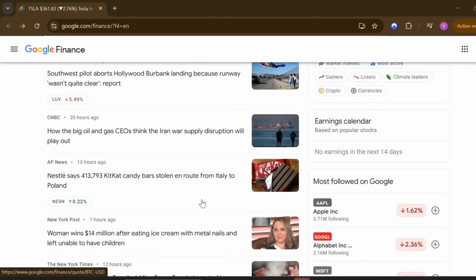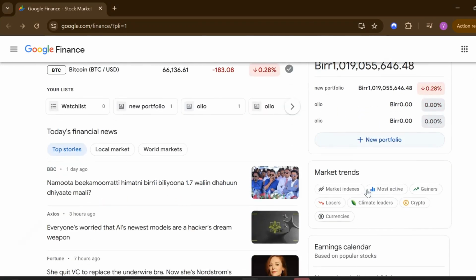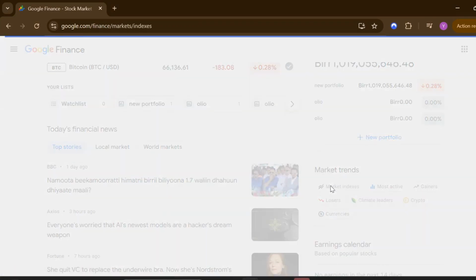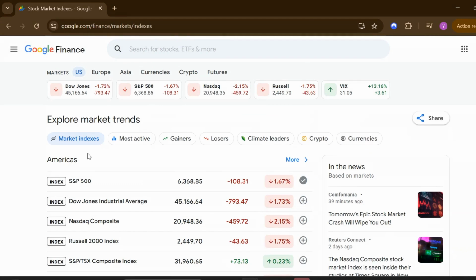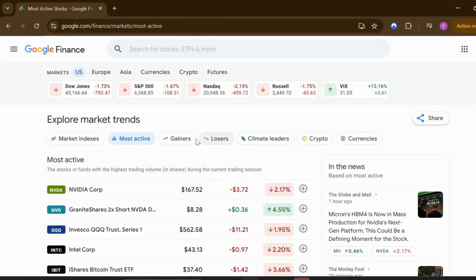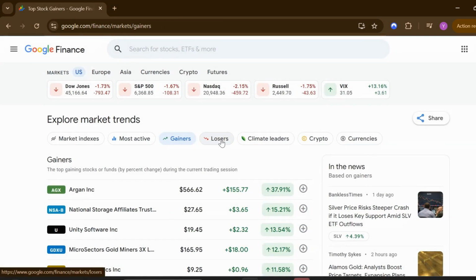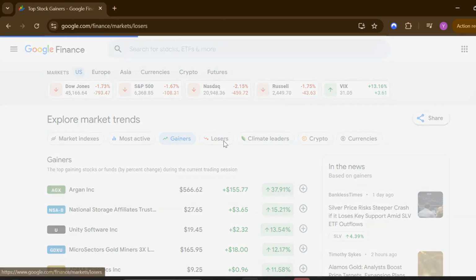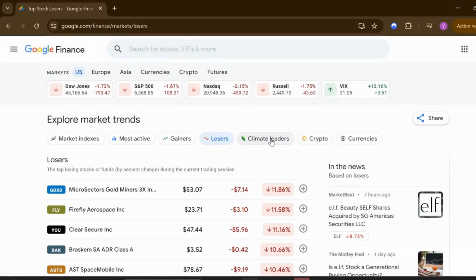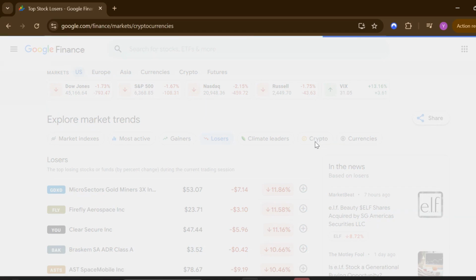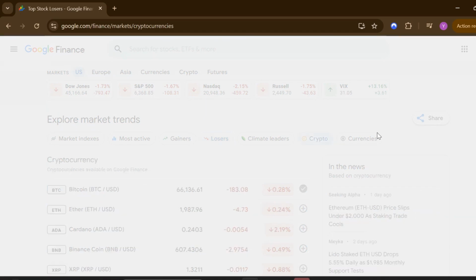Once I'm on the Explore Market Trends page, I'm able to access a wide range of useful information. I can check major indexes to understand overall market direction, or I can look at the most active stocks to see where trading volume is highest. If I'm interested in performance, I can also explore top gainers and losers to identify which stocks are moving the most during the day. There are also additional sections like climate leaders, cryptocurrency, and currencies, which give me a broader perspective on different parts of the market.